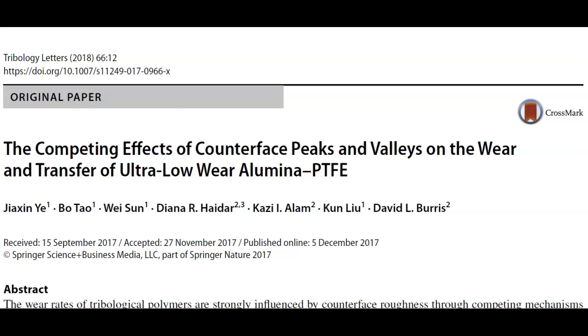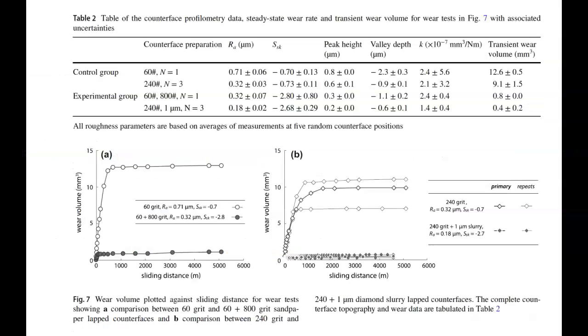Let's start with this article, which we've been using as an example of experimental research. Now, when we are talking about the results, the most important part of the results are the figures and tables. I am going to focus now on Table 2 and Figure 7. Again, these are very nicely designed tables and figures.